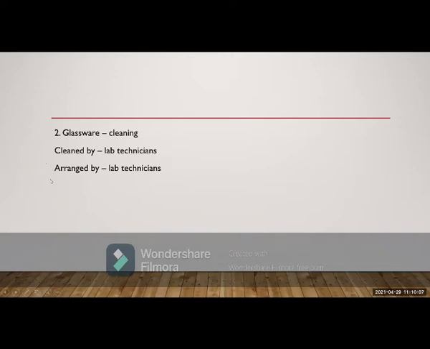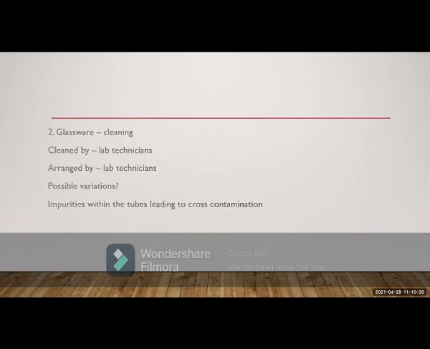Okay, then what possible variations can happen in this factor? Number one, as I already told you, impurities within the tubes leading to cross contamination. If impurities remain, that means there is no proper cleaning. The deposits which are already there in the tube can interfere with the test and give us a wrong result. Okay, so that's a very small question that you are supposed to answer.